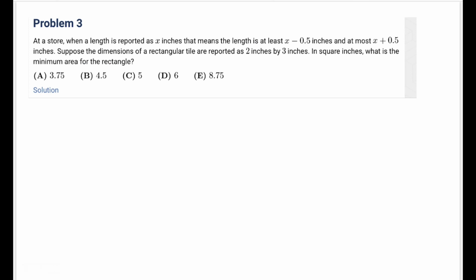Number 3. At a store, when length is reported as x inches, that means the length is at least x minus 0.5 inches and at most x plus 0.5 inches. Suppose the dimensions of a rectangular tile are reported as 2 inches by 3 inches. In square inches, what is the minimum area for the rectangle?